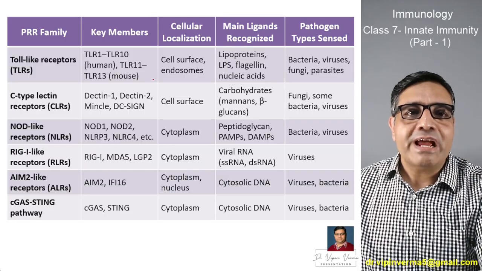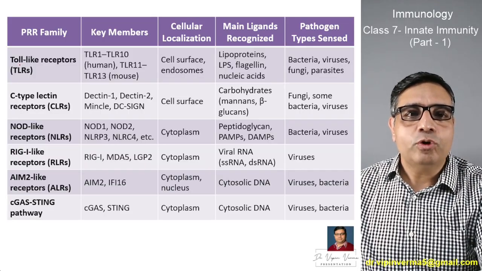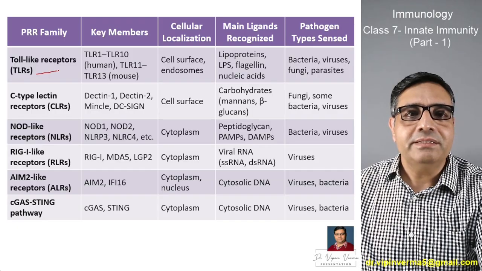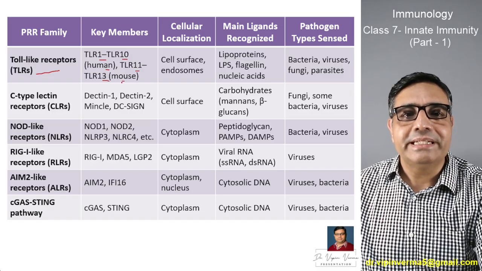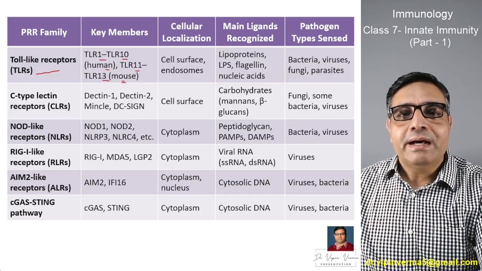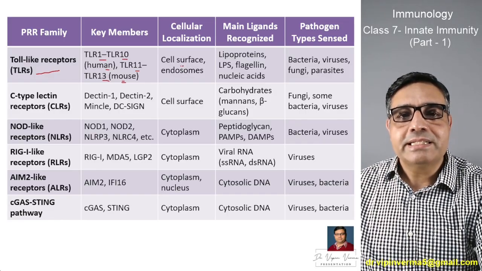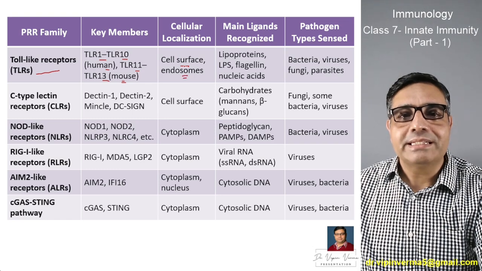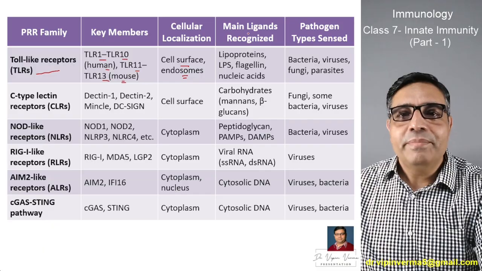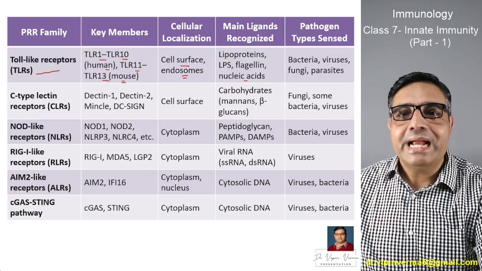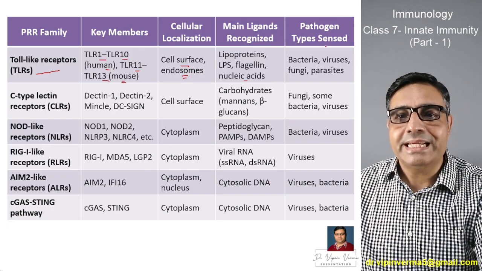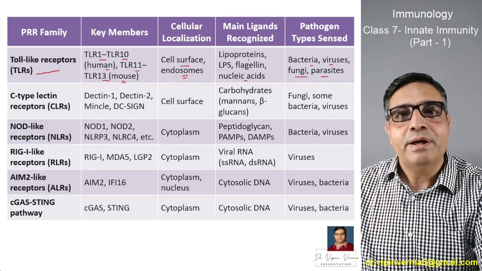Now if we see the PRR families in our body, we have the toll like receptors, which we call TLRs. The key members are TLR1 to TLR10 in humans, and TLR11 and TLR13 are also present in mouse. Their location is either the cell surface or endosome, so they are extracellular as well as intracellular. Main ligands are lipoproteins, LPS, flagellin, and nucleic acids, and the pathogens they sense are bacteria, viruses, fungi, and parasites. Almost all classes of pathogens.